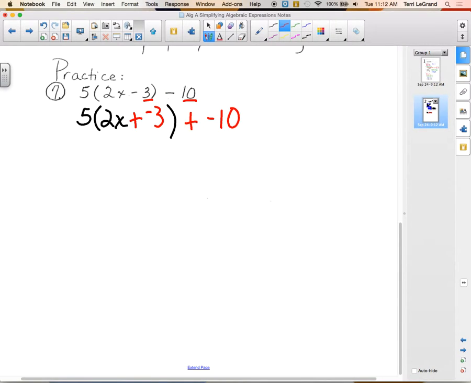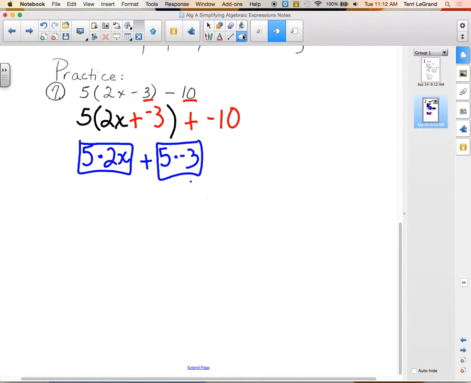Well, we're going to take care of them. We can multiply. So we're going to take 5 times 2x, and we're going to take that 5 times that negative 3. And then we're going to bring down along our tag along, the negative 10. I call those tag along, because they're not part of the multiplication. That's not in those parentheses. It doesn't get multiplied by the 5.